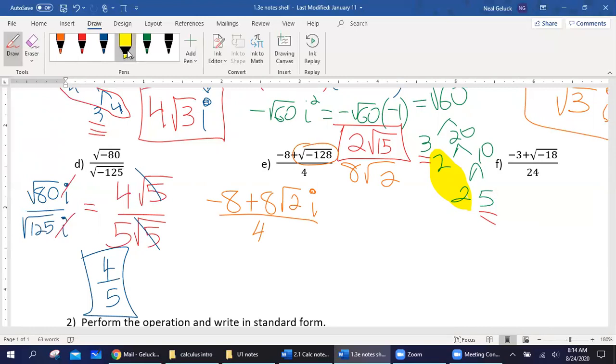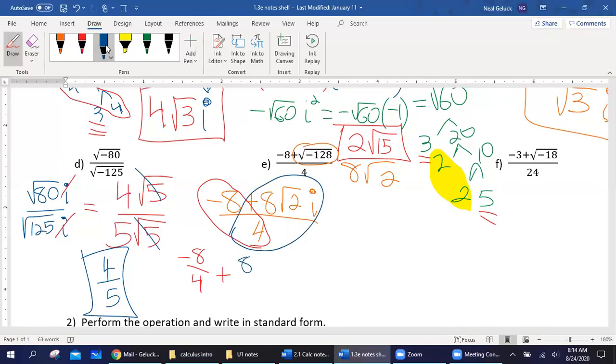And this is getting us building into using the quadratic formula, which we'll be doing in the next section. I need to think of this as two fractions. I call this heart reducing. This is negative 8 over 4 plus 8 root 2 i over 4. So I've got to think of that 4 being over both of them. I'm basically splitting this into two fractions.